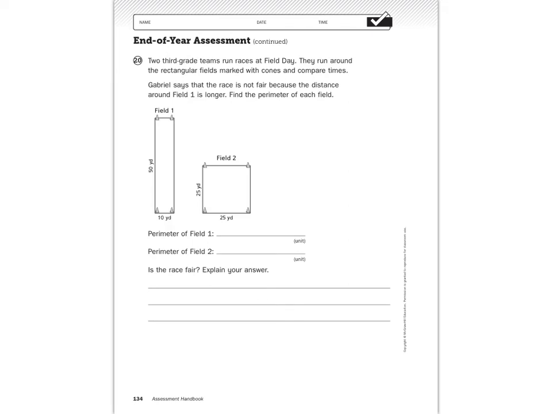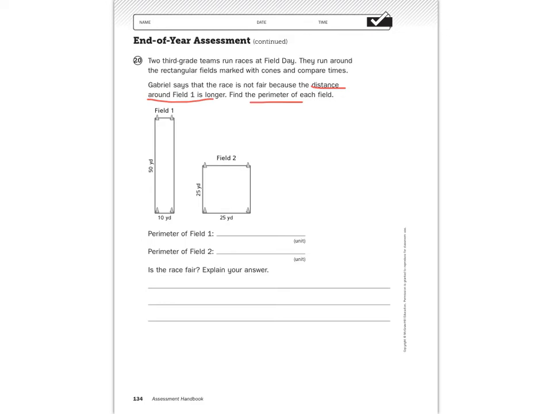Two third grade teams run races at field day. They run around the rectangular fields marked with cones and they compare their times. Gabriel says that the race is not fair because the distance around field 1 is longer. Find the perimeter of each field.